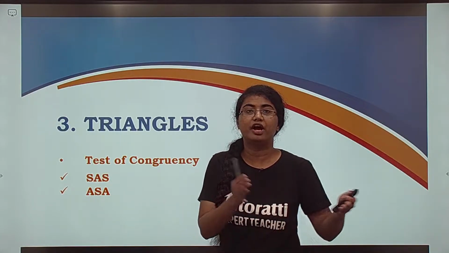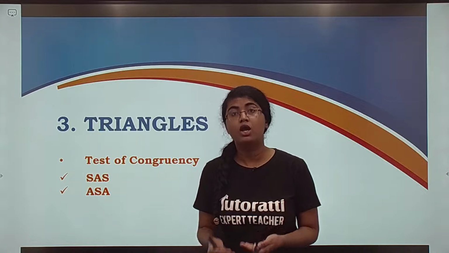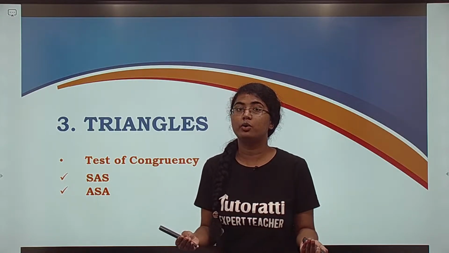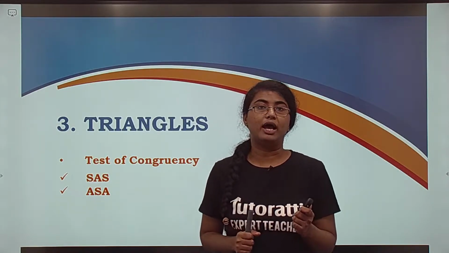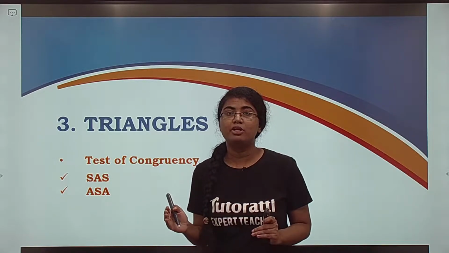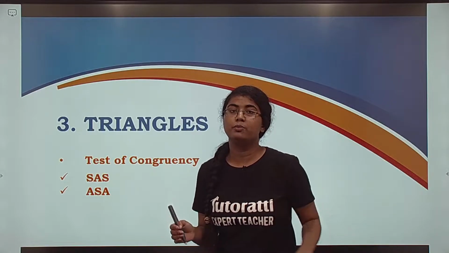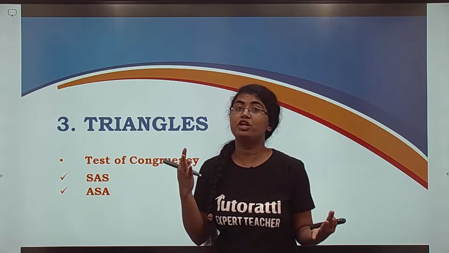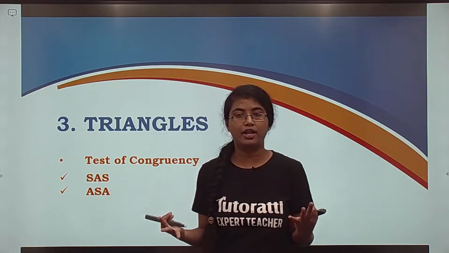Now we know that triangles can be congruent. How do you know that the triangles are congruent? We all know that there are 6 parameters when it comes to a triangle. What are the 6 parameters? 3 sides and 3 angles.